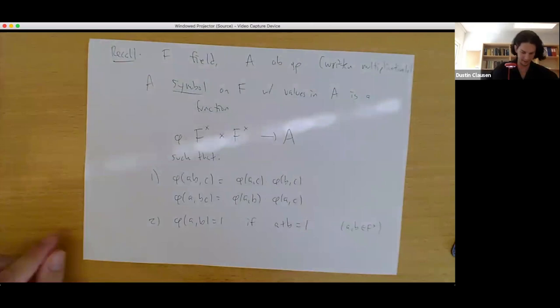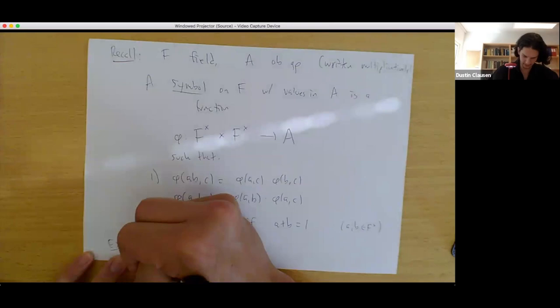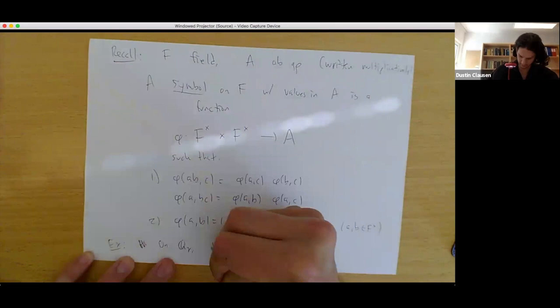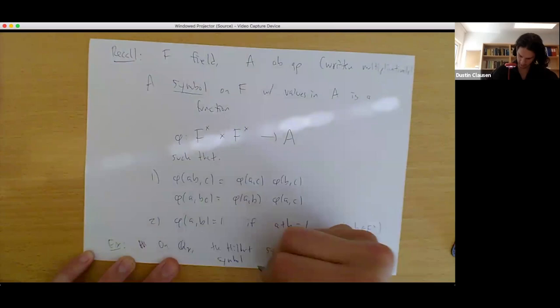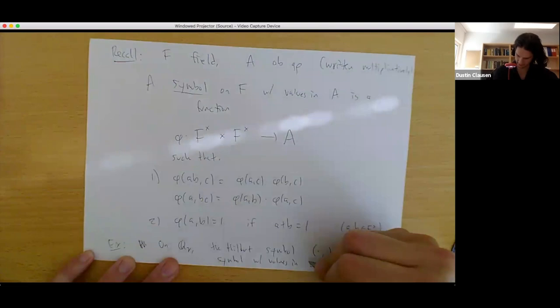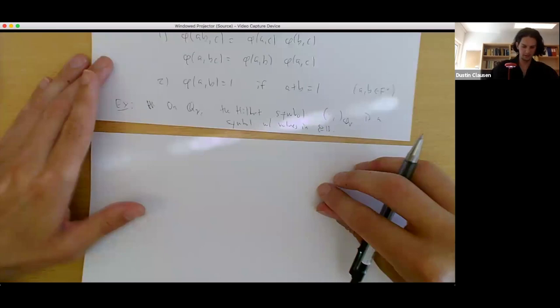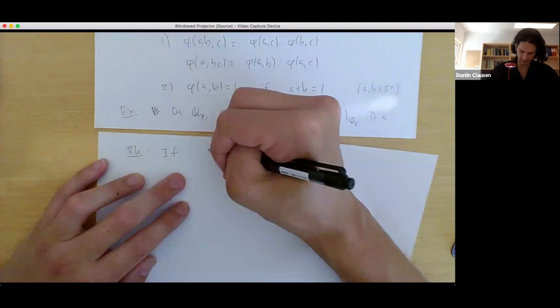So, and the examples that we had, the Hilbert symbol on any Q mu is a symbol with values in the group of signs plus or minus one. But note, so let me make a remark. If f goes to E is a homomorphism of fields.